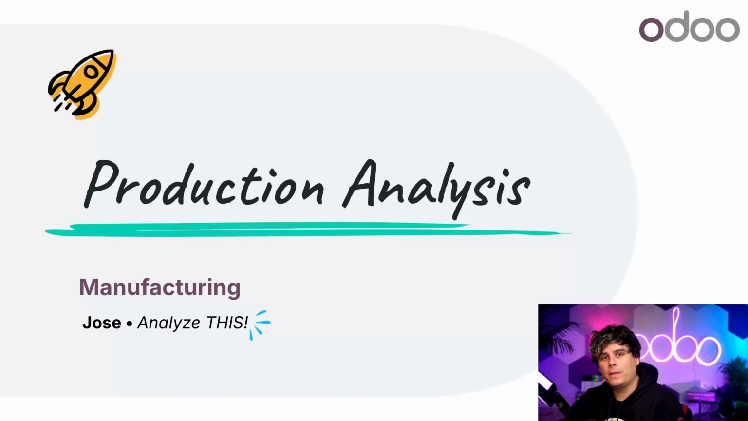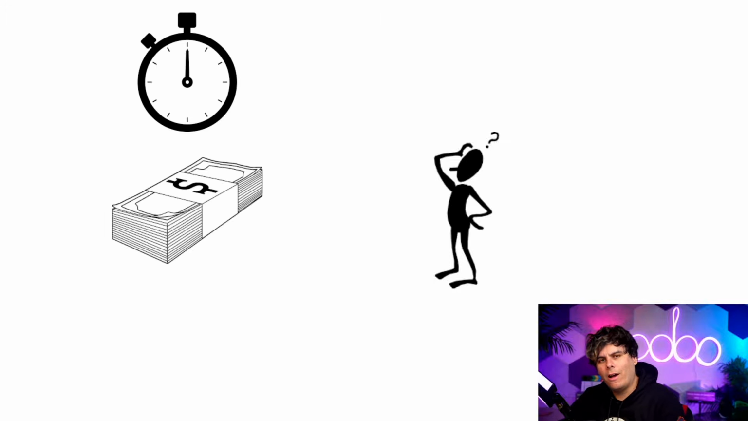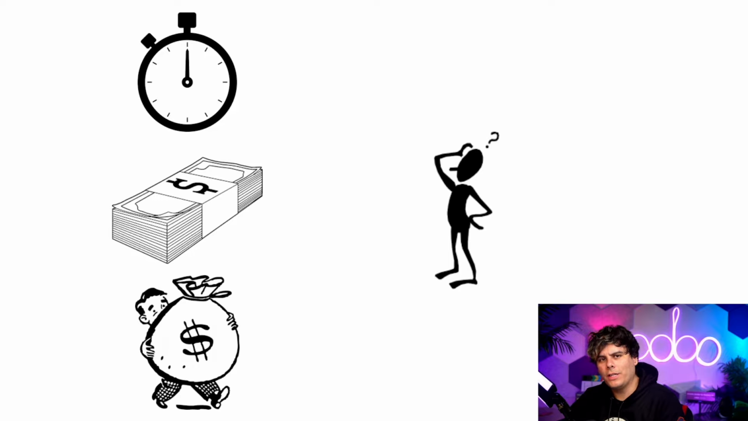Now, today we're jumping into manufacturing reporting, specifically the production analysis report. You see, there are a lot of questions that you have to ask yourself when running a manufacturing operation. How long does it take to manufacture each product? How much does it cost? How much do I need to pay my workers for each product they manufacture? And the list goes on. If you want your operation to be profitable, these are all important factors to consider. And luckily, the production analysis report in Odoo's manufacturing app can tell you all of that and so much more.